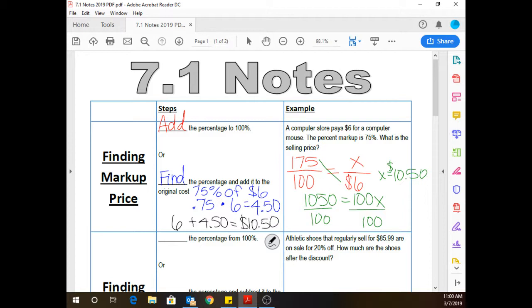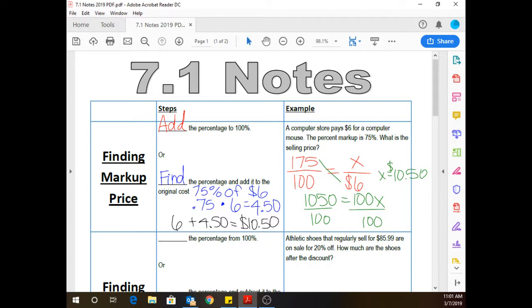I do not care which way you prefer to do it. It's completely up to you. Both ways will still get you the same answer. You can find the percentage and add it on, or you can set up the proportions. It's completely up to you. Any questions about markup? All right.